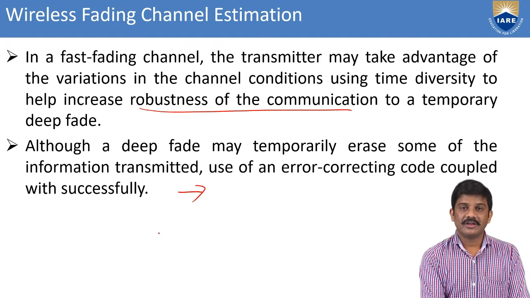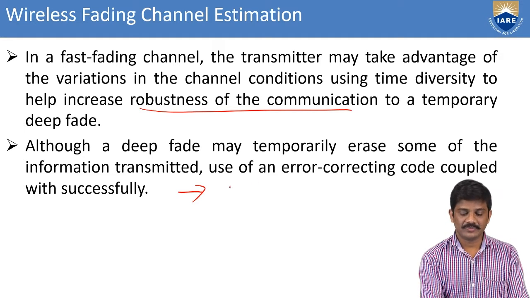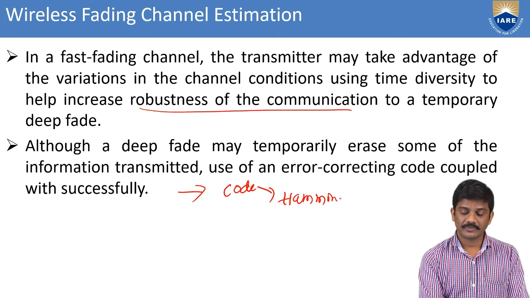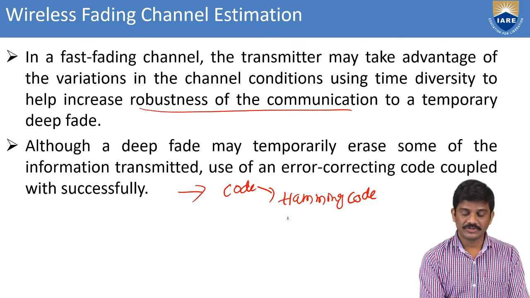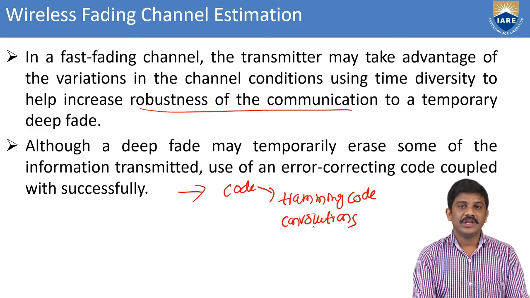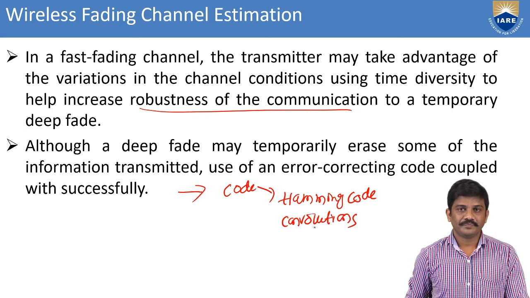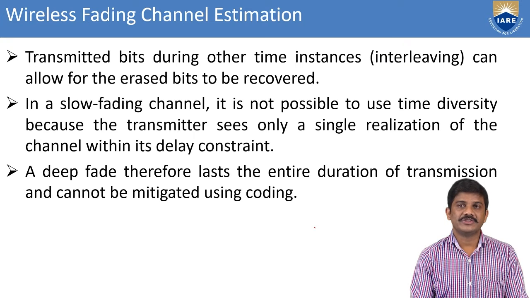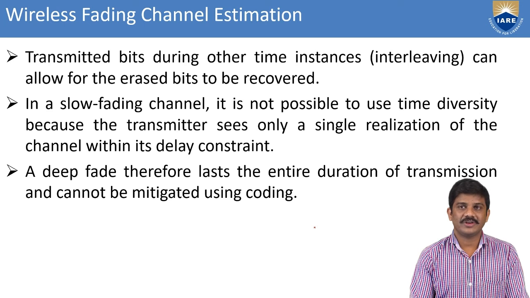For that, in the wireless communication system, we have some code correcting methods and detection methods. That is Hamming codes, then we can consider convolution codes. There we can also find the parity. In that parity, we can have even parity and odd parity. Okay, in the transmitted bits, other time distance can allow for these erased bits to be recovered.